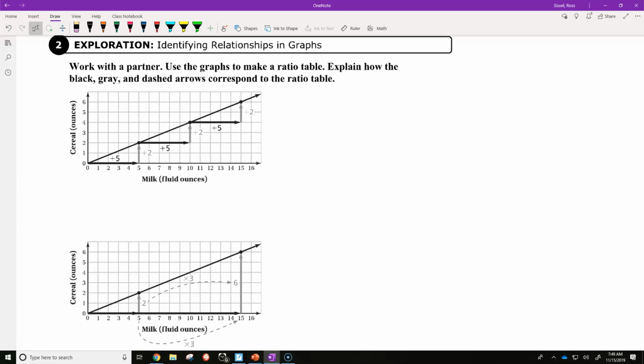Alright, so here we go. Exploration 2. Make sure you're on Exploration 2. We're not going to do number 1. We're not going to spend too much time on this. It says, work with a partner.